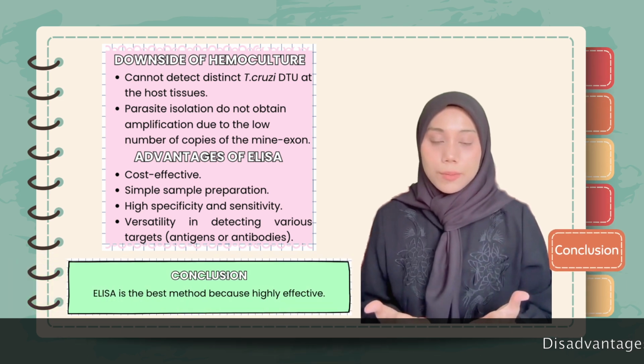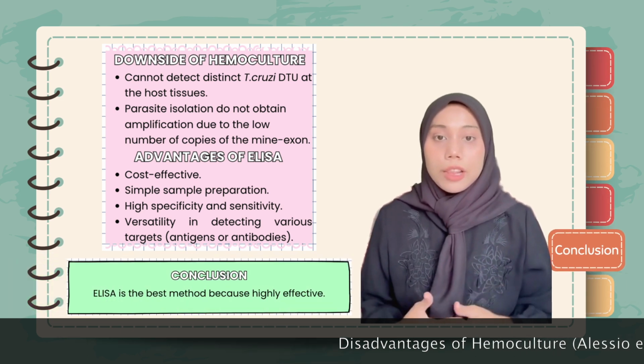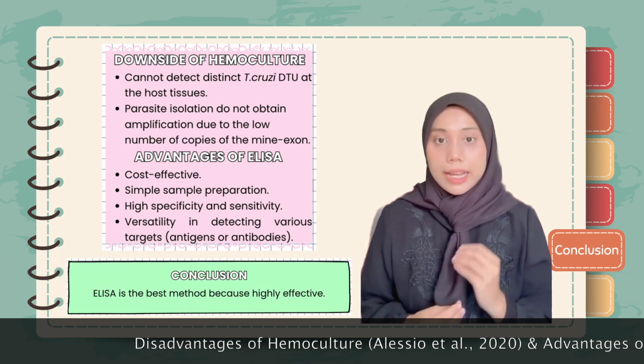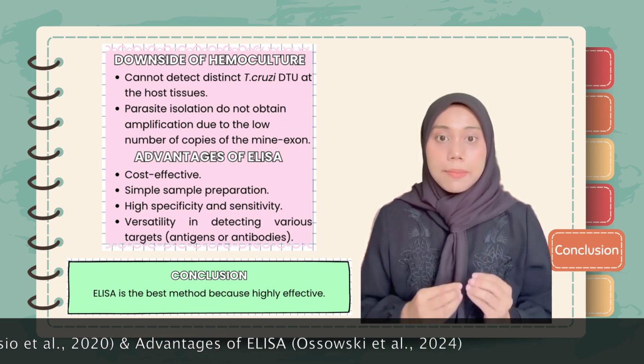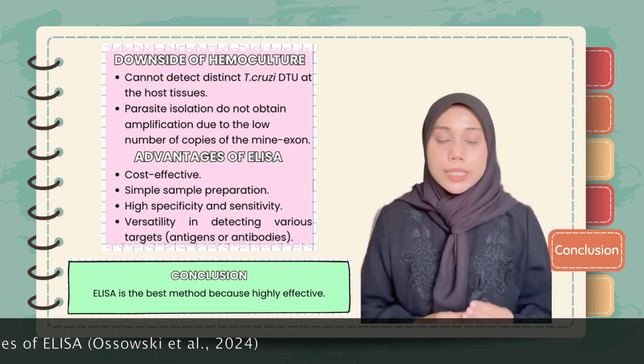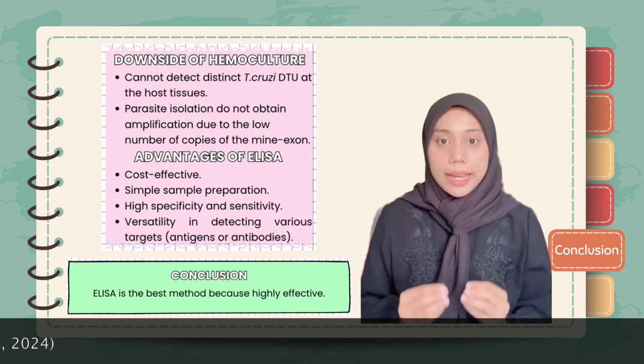As you can see from the poster, hemoculture has a lot of disadvantages compared to ELISA. In conclusion, ELISA is the best method used for diagnosing T. cruzi because it is highly effective.